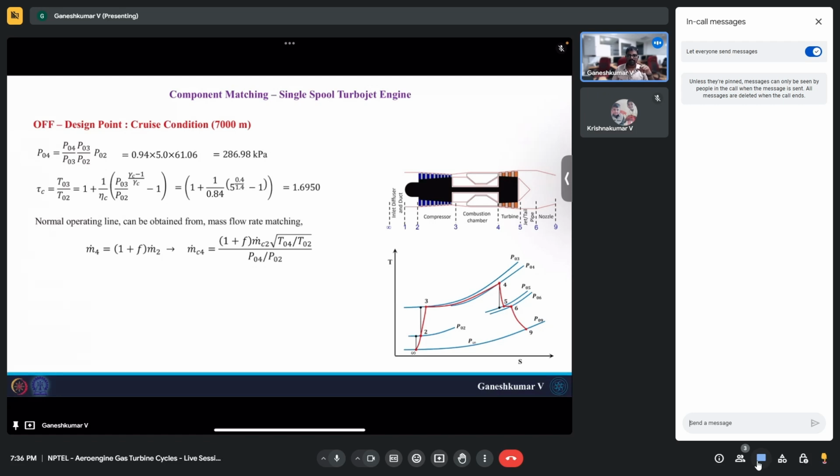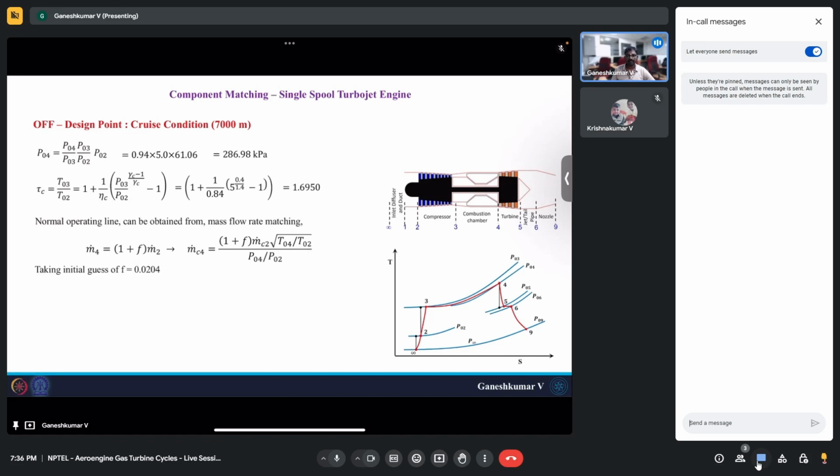Now m dot 4 is equal to 1 plus f times m dot 2, and if you just rewrite m dot 4 and m dot 2 in terms of m dot c4 and m dot c2, you will end up having this relation. This relation we also saw in the lectures. Okay, so please take a look at it. Now the thing is, we don't know both f and T04 by T02. That is the problem. So what we do, we assume some f.